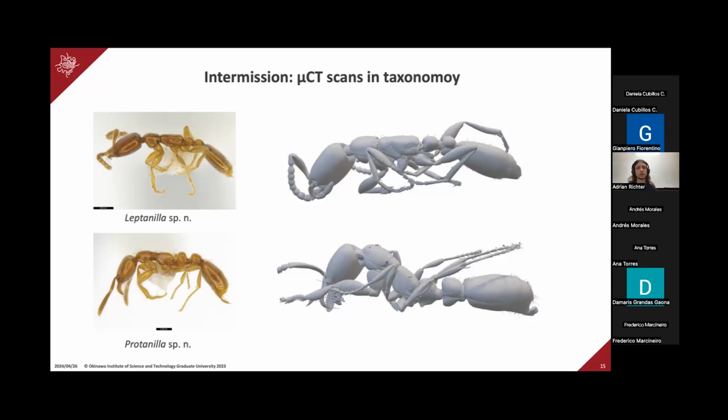And as part of that study, we are also providing 3D reconstructions of the holotypes, where you can really look at the holotype in 3D in all of its glory.